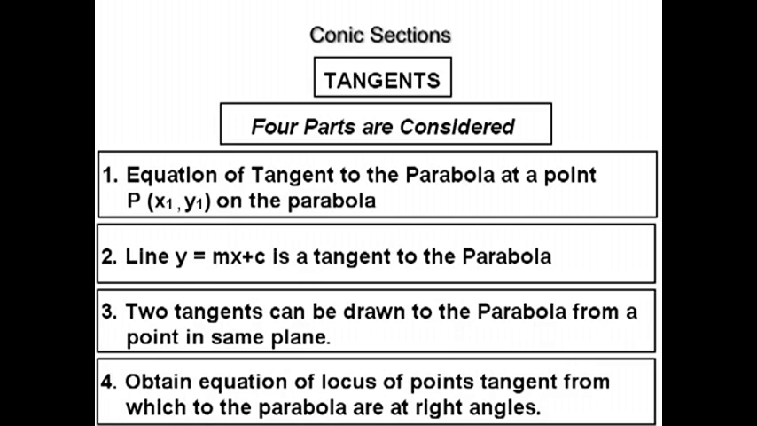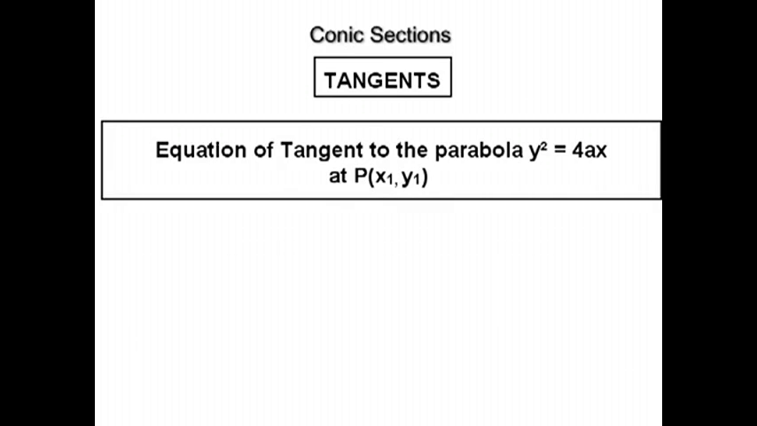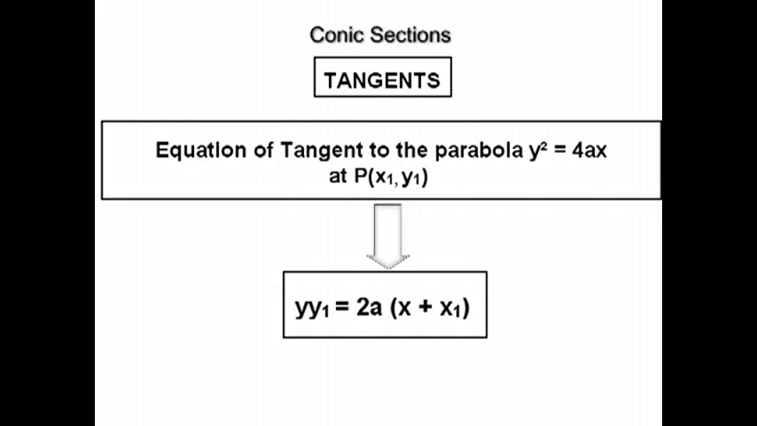Now the equation of the tangent to the parabola y squared equals 4ax at P(x1, y1) is y y1 equals 2a times (x plus x1).